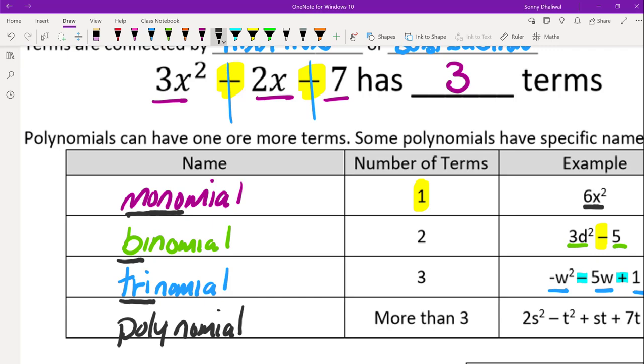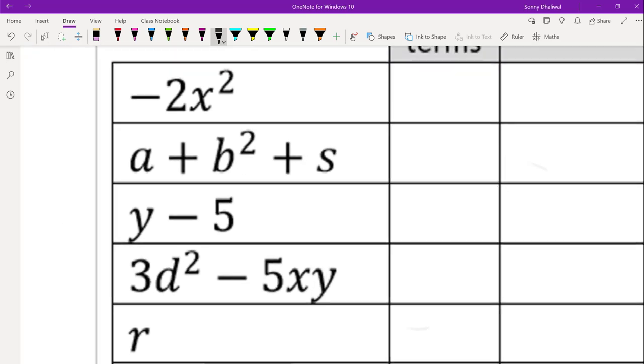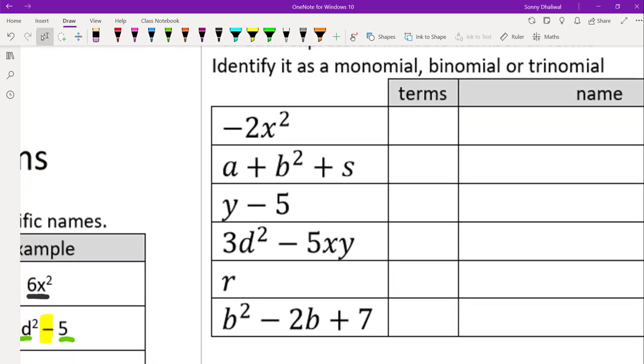Okay? So let's practice this. Go over to example 1. Right? First expression. How many terms? We'll list all the terms, and we'll go back and name it. How many terms do we have here? First one.